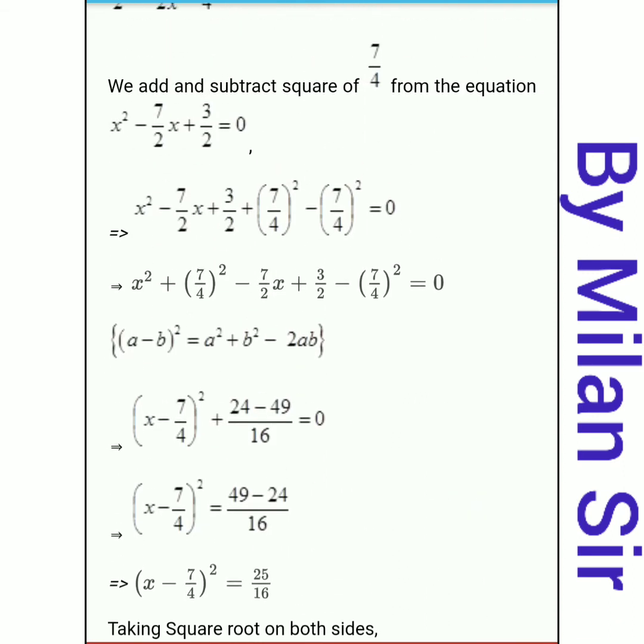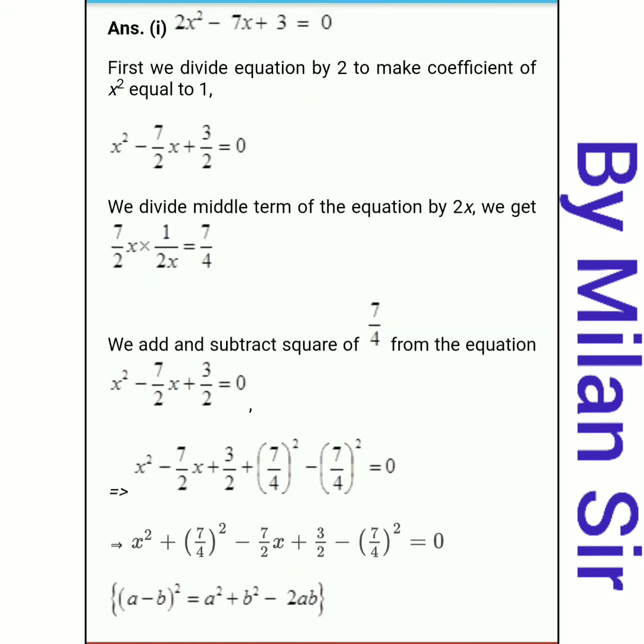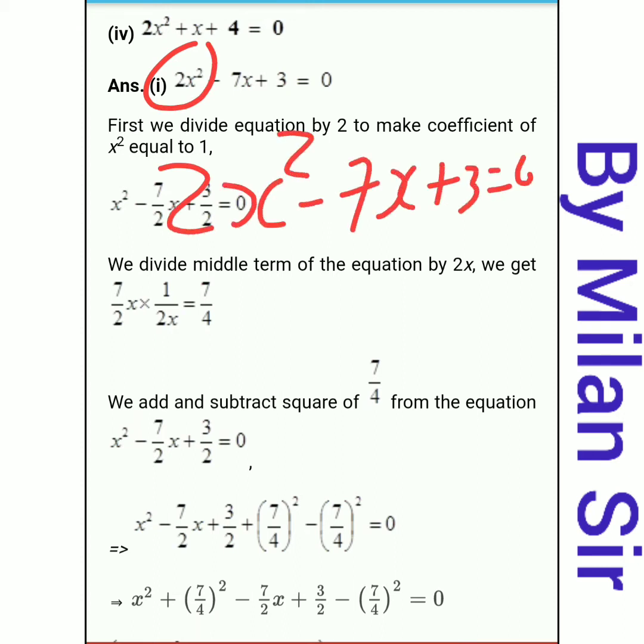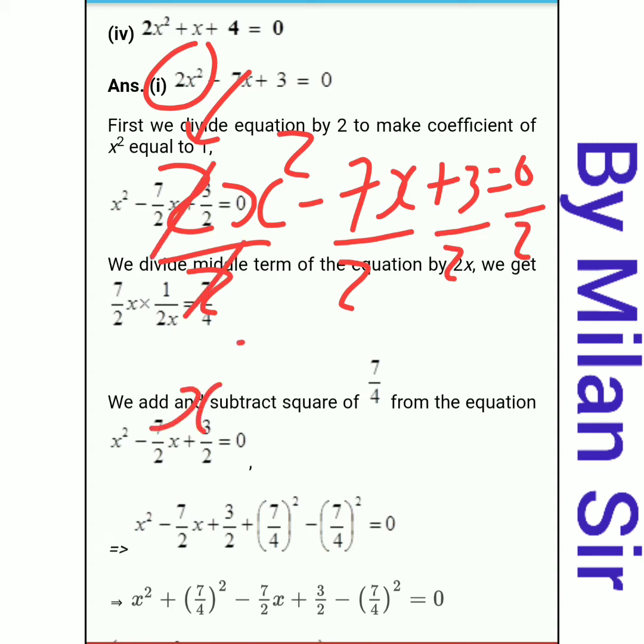Again, I repeat this method, what we need to do. In the first term we want only x square. Here we have 2x square minus 7x plus 3, so we have 2x square, and we need to remove this 2. For that we need to divide all the terms by 2. So what we get is x square minus 7 by 2 x plus 3 by 2 is equal to 0.